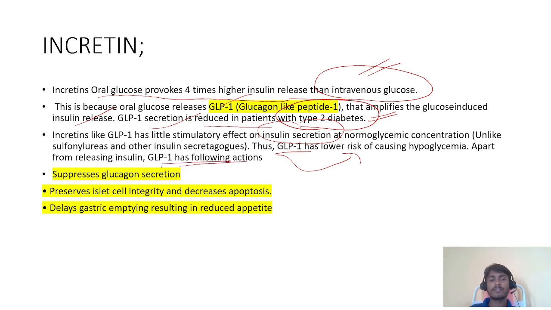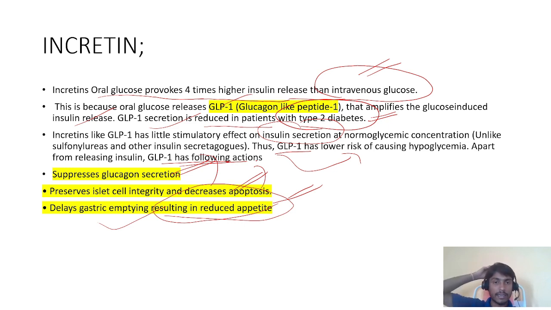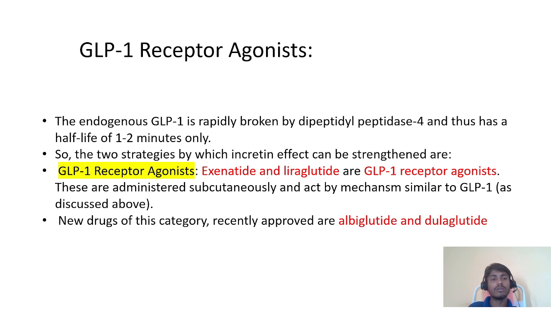So GLP-1 has the following actions. One is to suppress glucagon release. It also preserves islet cell integrity and decreases apoptosis, and delays gastric emptying, resulting in reduced appetite. These are the different actions of glucagon like peptide. Endogenous GLP is rapidly metabolized by the dipeptidyl peptidase 4 enzyme, thus having a short duration of action, that is 1 to 2 minutes.